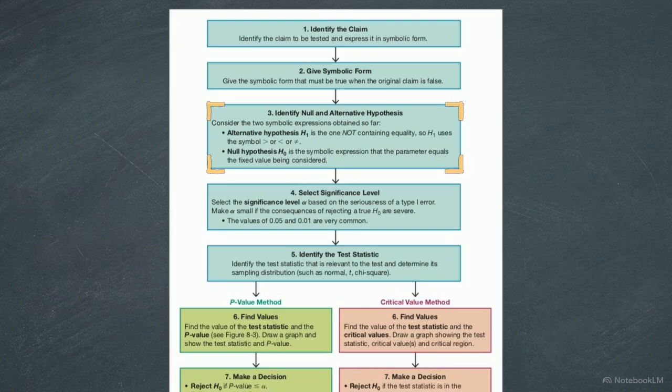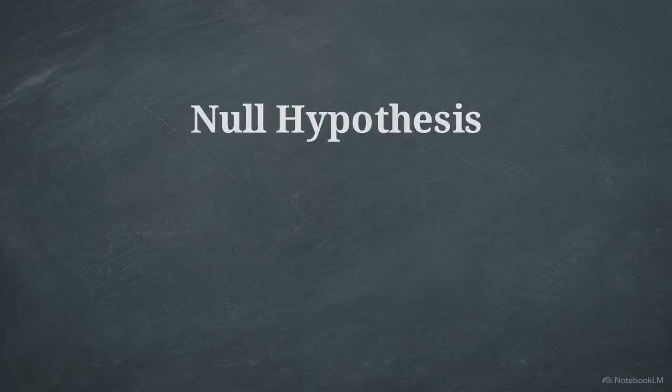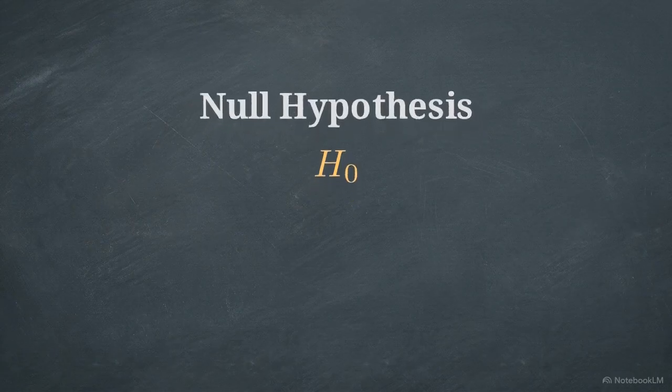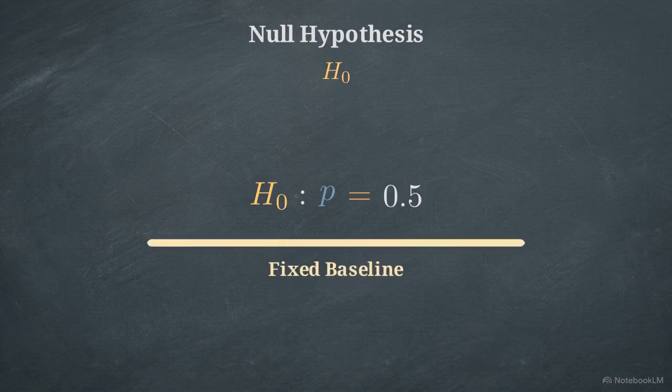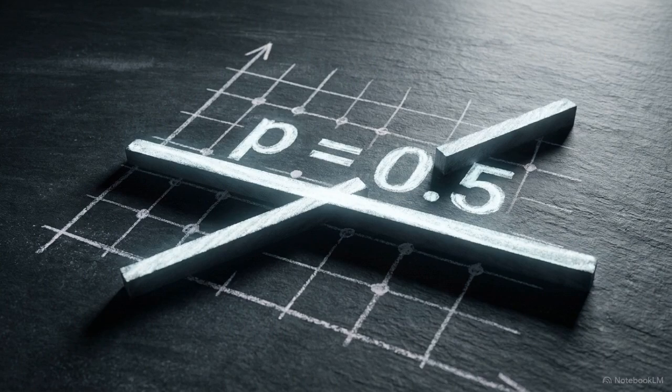Step 3 splits these two expressions into our formal hypotheses. The alternative hypothesis, denoted as H1, is strictly defined as the expression that does not contain equality, so H1 is P greater than 0.5. The null hypothesis, denoted as H0, is the expression where the parameter simply equals the fixed value being considered. Here, H0 is P equals 0.5. Establishing the null hypothesis provides a fixed mathematical baseline. It is the exact starting point against which we will test our collected evidence.